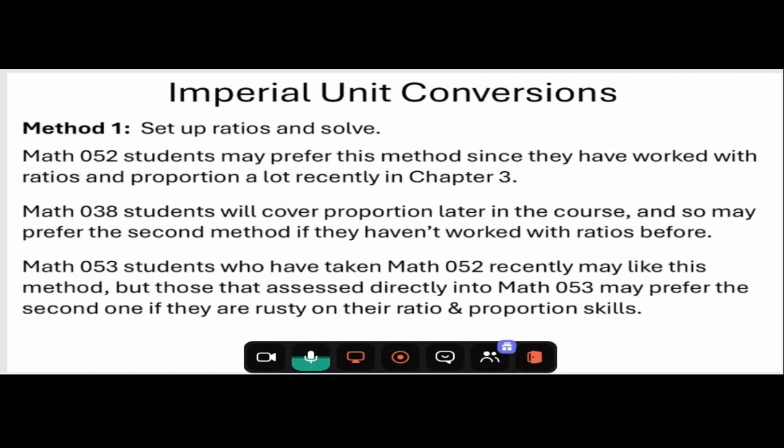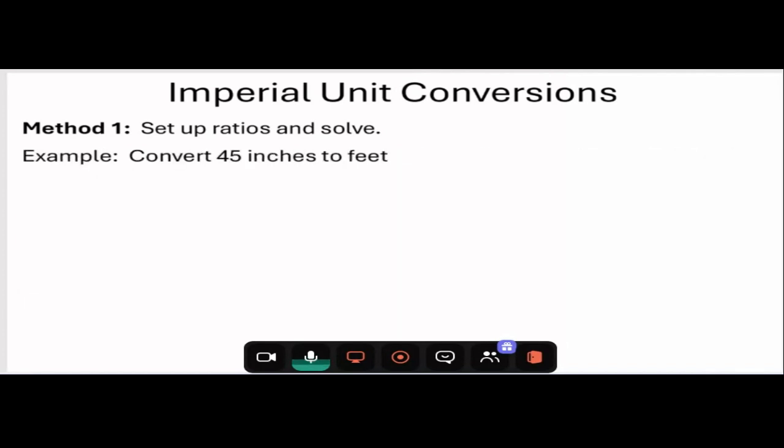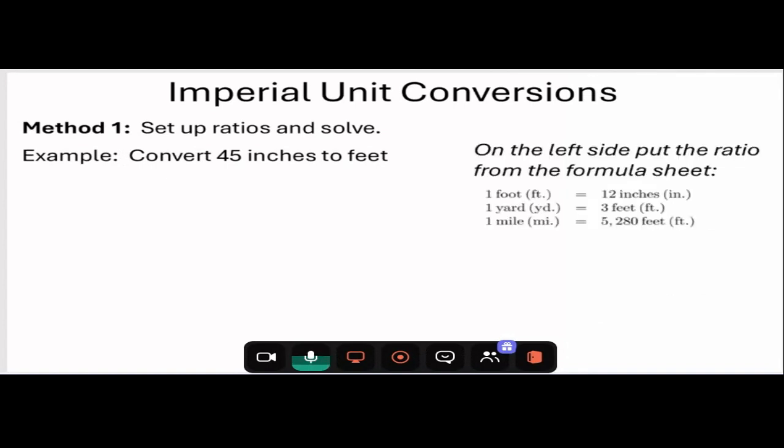Okay, I'm not going to go through all this, I don't think. I've just listed there what different people might find more convenient about method 1 or method 2. So here's the ratio method. We're going to convert 45 inches into feet. So there is our conversion.